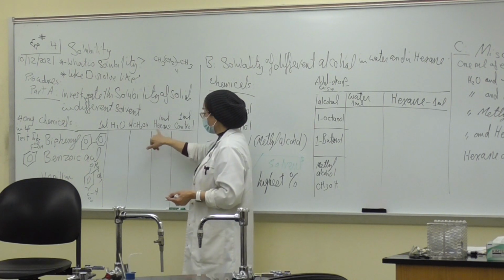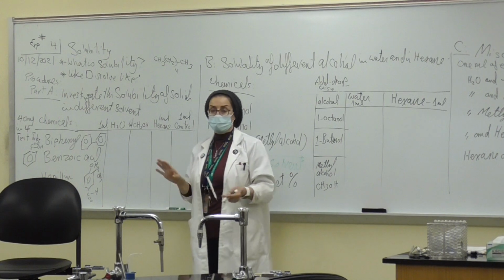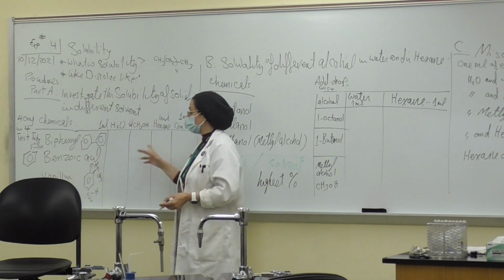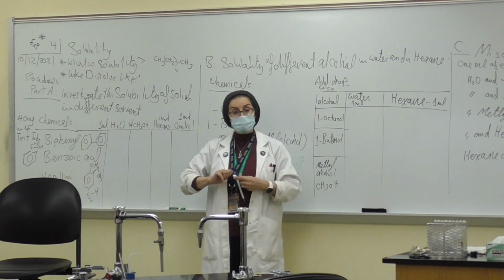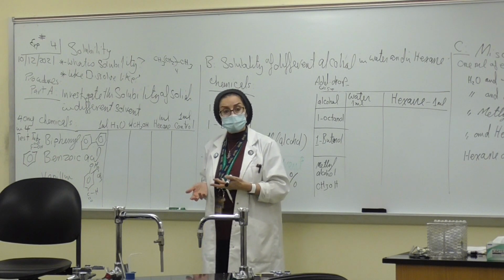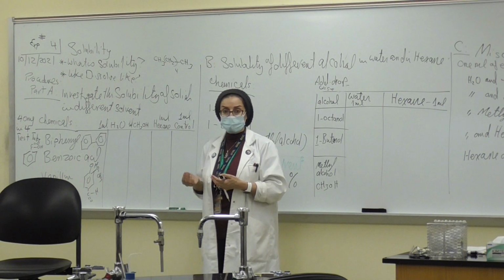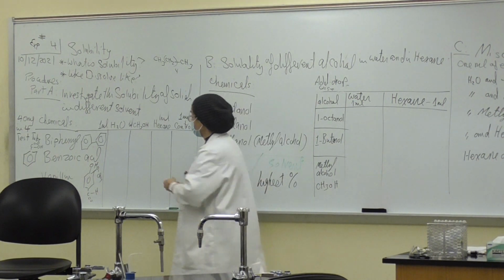So anyway, we add that to the third, and the fourth one, as I mentioned, we're going to keep as a control. We do the same thing for benzoic acid, and the same thing for vanillin. All right, and then check and see how each reacts with those solvents. 40 milligrams means 0.04 of a gram. That's what it means here.